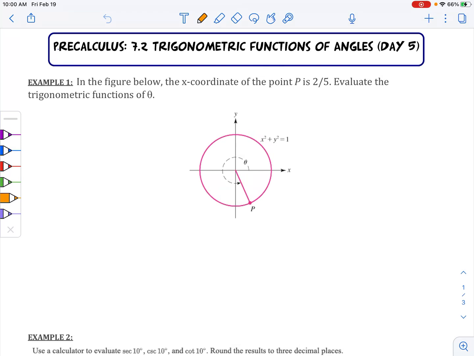Hi, pre-calcers. We are on day 5 now, still section 7.2. We're going to talk more about radians and your unit circle.